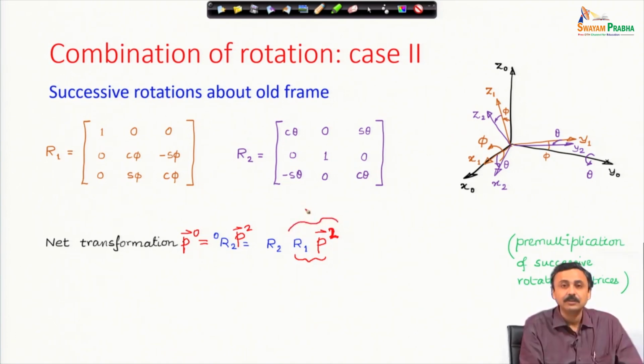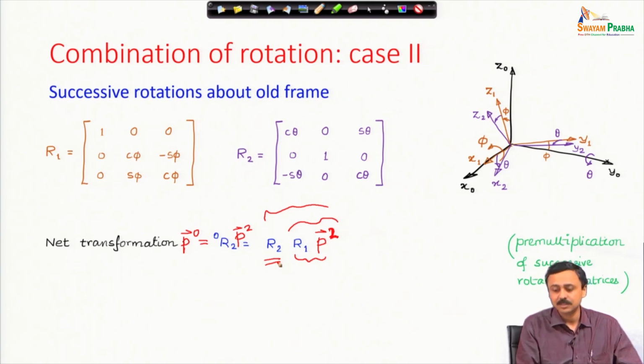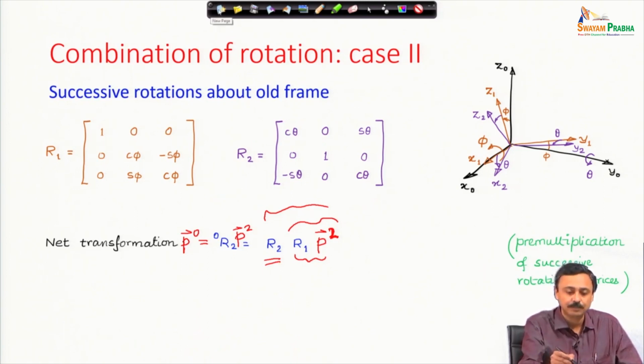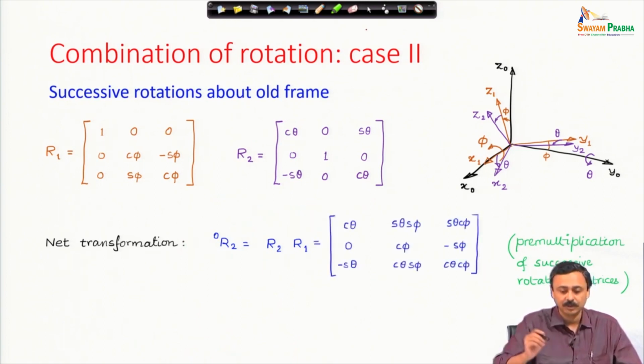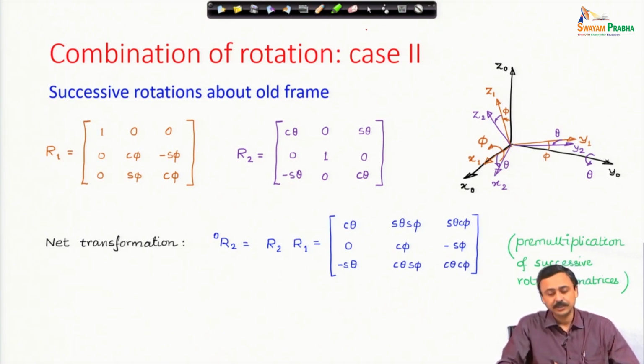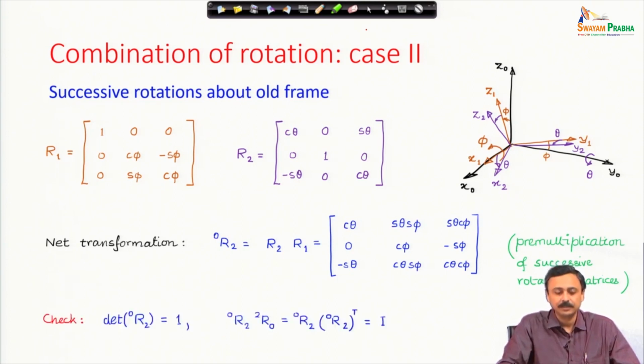gives us a vector in frame 0 because of the first rotation, and finally, when I pre multiply with this matrix, I get the representation in frame 0. Every time I am going to frame 0, every step, because I am giving rotations about frame 0. And if you multiply, you will get this matrix. Again, you can check all properties of the rotation matrix, they are all satisfied.